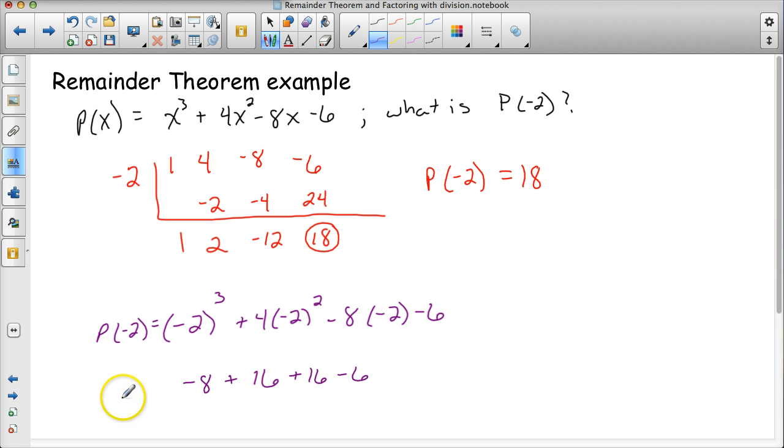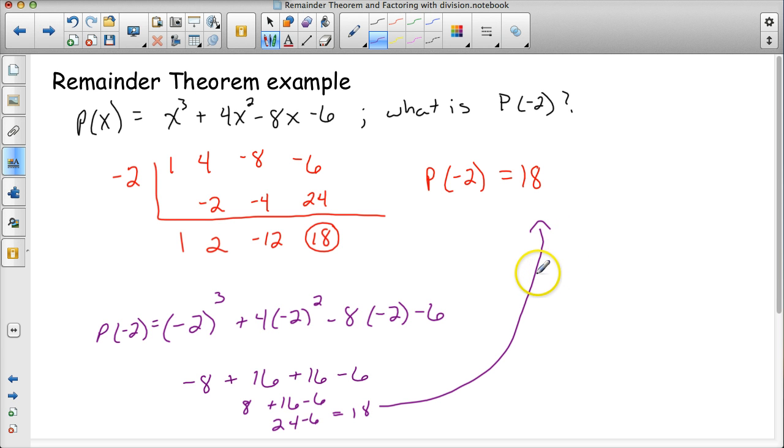Next thing we need to do is simplify the next step. Negative 8 plus 16 is 8. Plus 16 minus 6. 8 plus 16 is 24. Minus 6 is 18. So you can see we have the same thing.